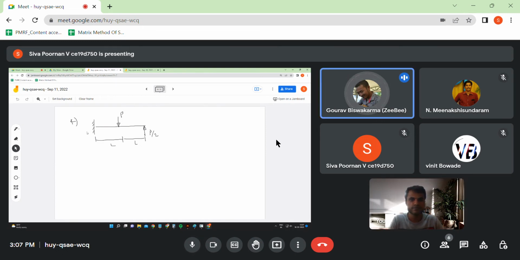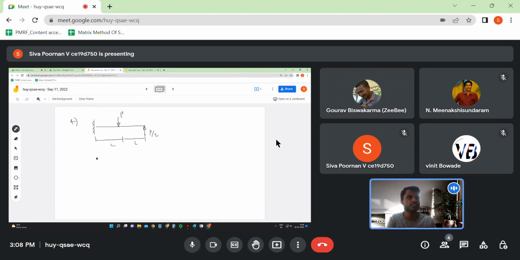The fixed end moment would be P into L minus P by 2 into 2L. So what is that? That is zero. Zero. So can you draw the bending moment shape for this figure?